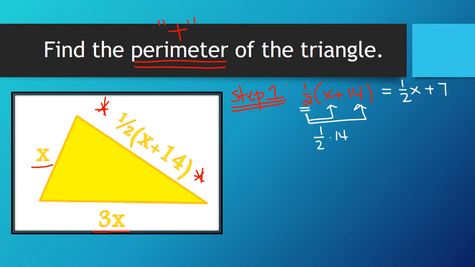And if you had trouble with that, you could always make 14 a fraction by putting it over 1. Multiplying across, because I kind of jumped quickly here. 1 times 14 is 14. 2 times 1 is 2. And then 14 divided by 2 is just 7. So that's where we got this side.